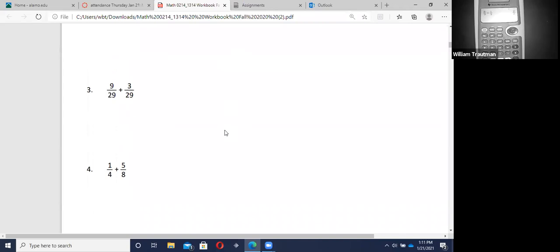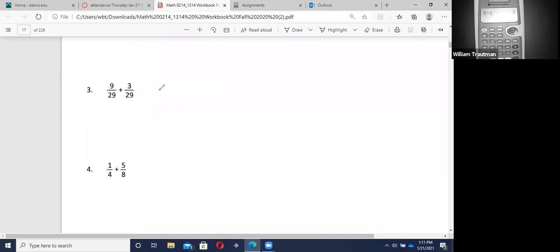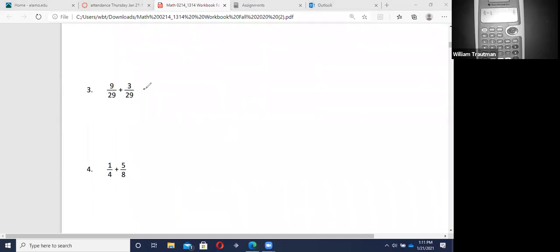See here, the bottoms are the same. So we add the tops. We don't touch my bottom. And we try to reduce. And this doesn't reduce. 12 and 29. 29, nothing divides into it except 1 and 29. 12 is 2, 3, so it doesn't reduce. So that's our answer.